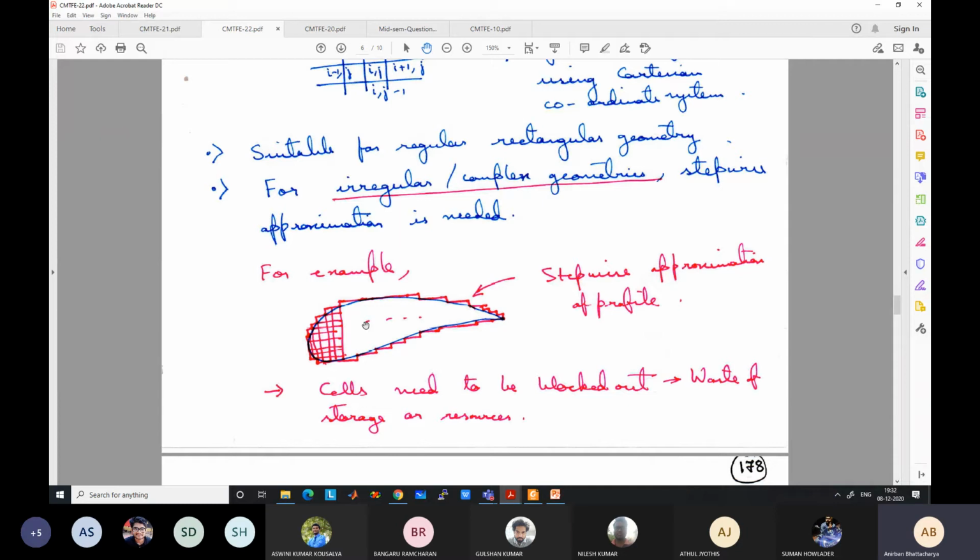Suman, any answer? Yes, sir. No idea. So what about the wall terms? Wall terms means wall shear stress and wall heat flux.